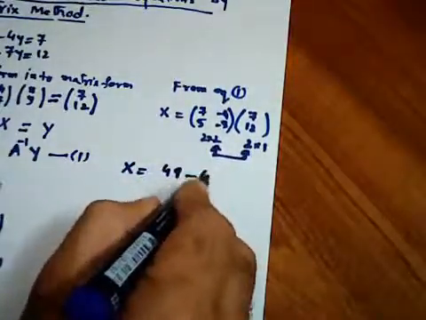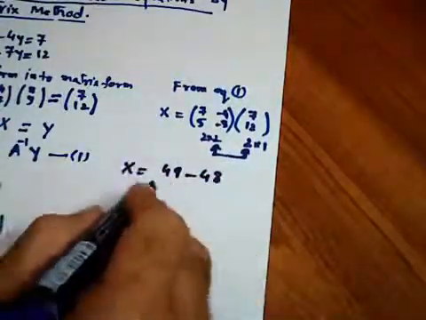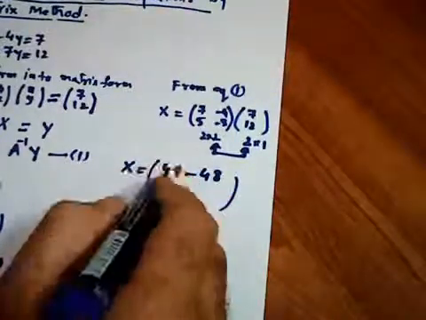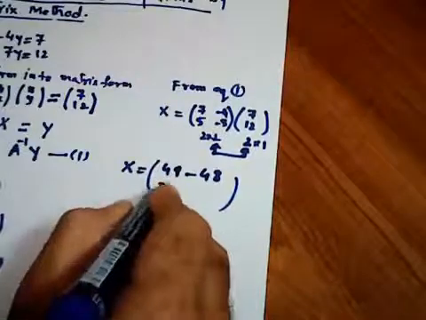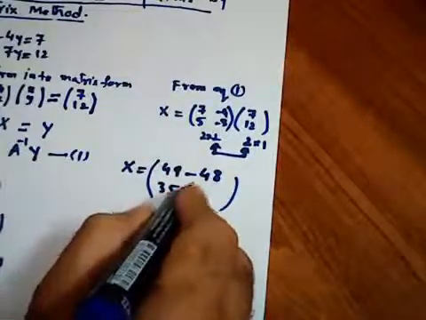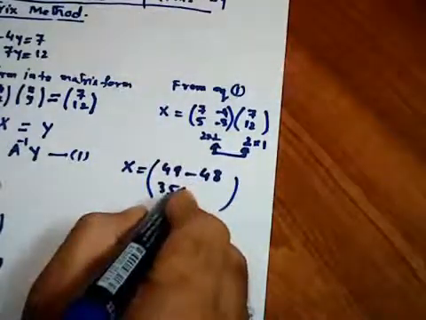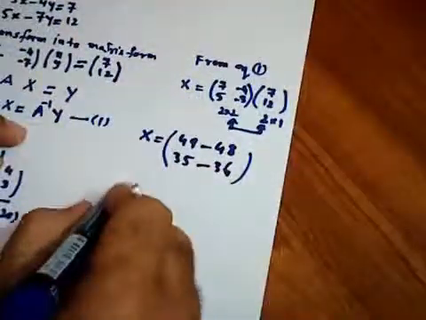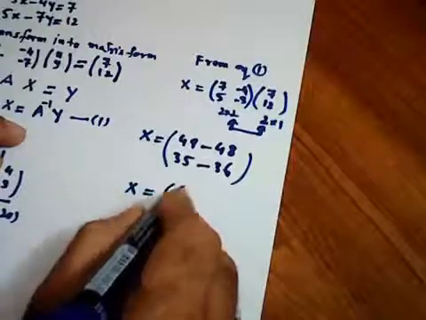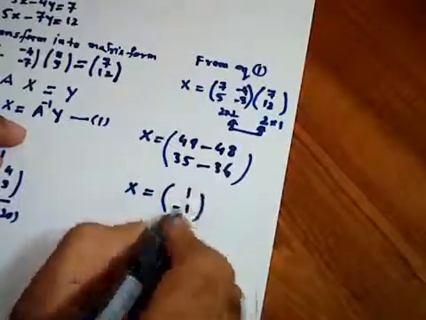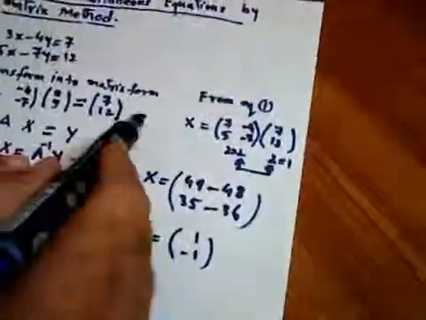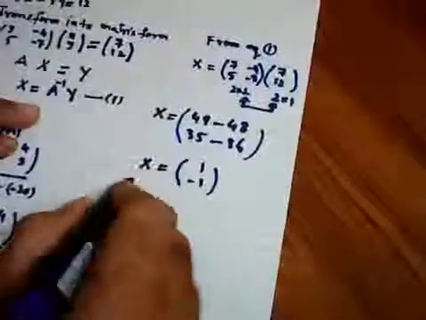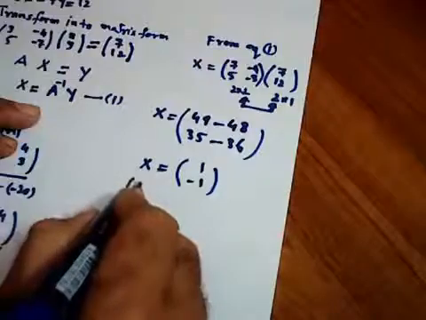Can we check whether our answer is correct or not? We have a check method. In equation number 1, if we put 3 into 1 minus 4 into -1, 3 into 1 is 3, and negative times negative is positive, so 4 plus 3 equals 7. So it satisfies the equation. Similarly, these two values will satisfy the second equation as well.